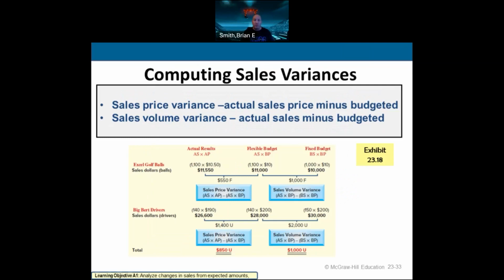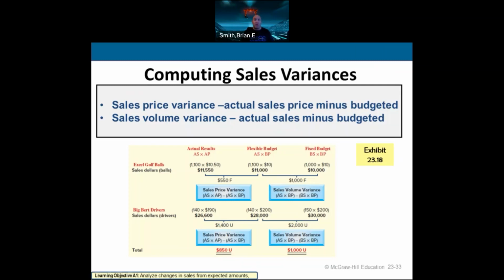We had two favorable variances. Not only was our actual price higher than our budgeted price, but our actual sales were more than our budgeted sales. So we actually had two good situations there. We sold more balls at a higher price than we thought. But our golf clubs didn't do as well. They were both unfavorable, because we sold fewer golf clubs and at a lower price than we thought. So that's what we're looking at here.